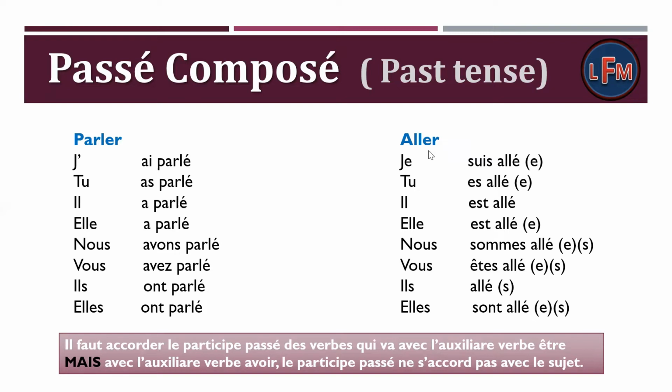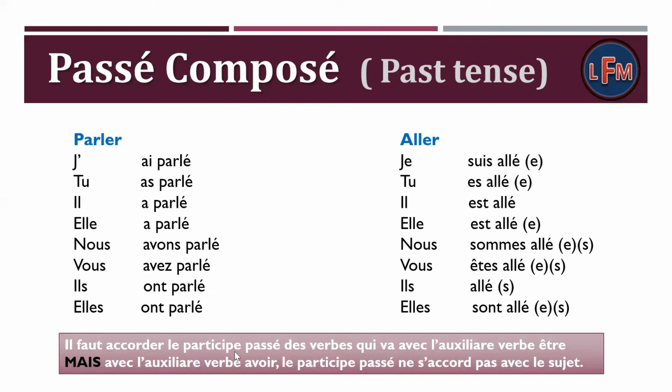If the subject is feminine, we will add an extra e. If the subject is plural, we add an extra s. And if the subject is feminine plural, we will add e and s both. And if the subject is mixed, like a group of masculine and feminine people, then we take the subject ils and we will add only s with the participe passé of the verb.